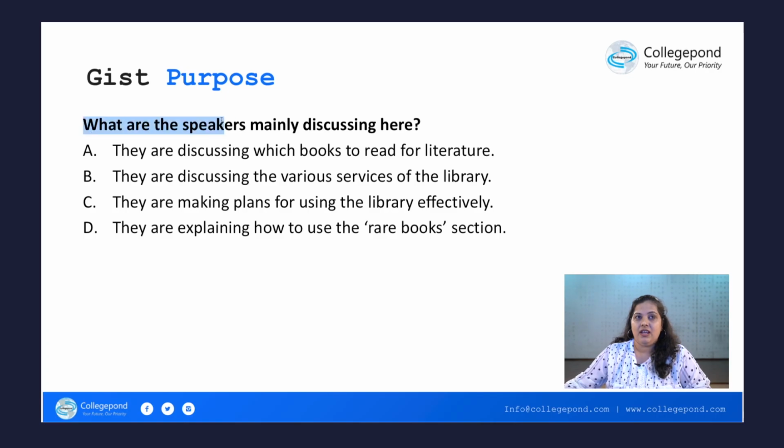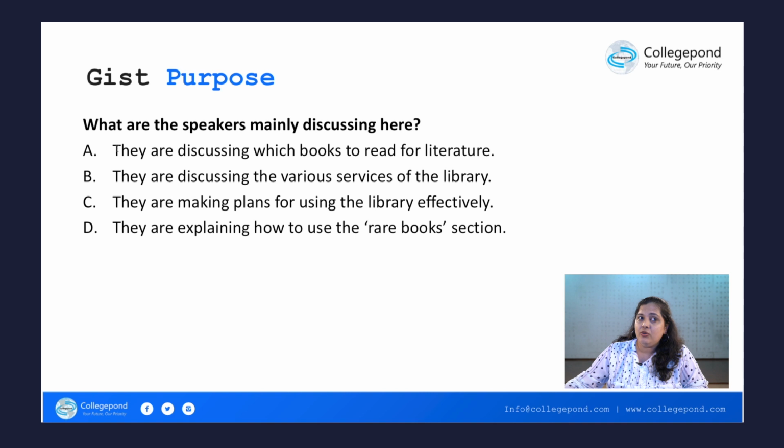Now that you've solved that question, let's try and understand what's the correct answer. Look at this question. What are the speakers mainly discussing here? When you look at words like mainly, you should understand that this is a purpose type of a question, and in that, the gist purpose type of a question, which means you're looking at the overall listening file and you're trying to understand what's the whole purpose there.